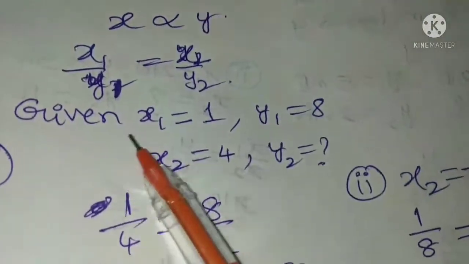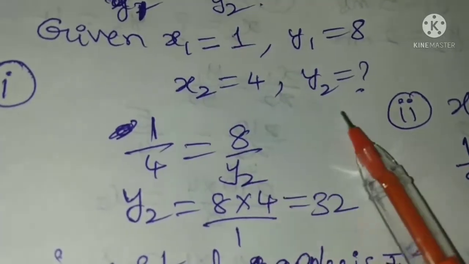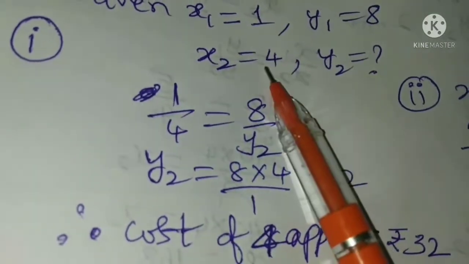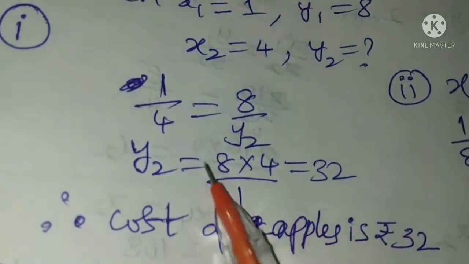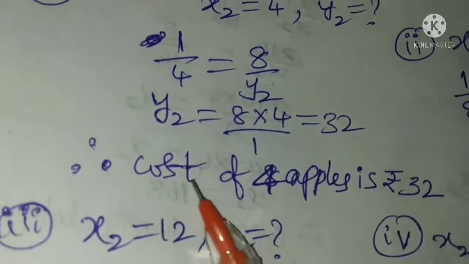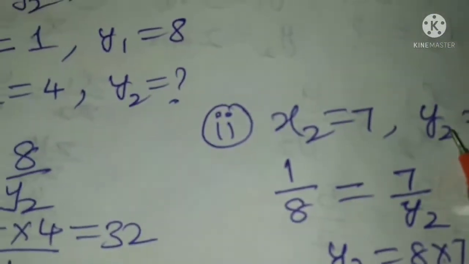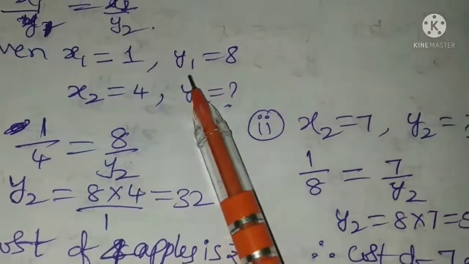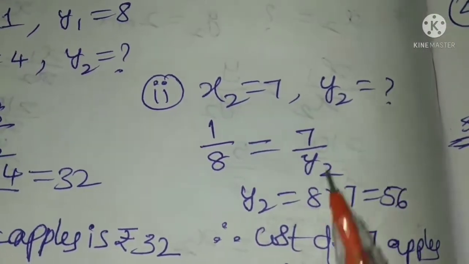Anything is correct. Given x1 is 1, y1 is 8, means 1 apple costs 8 rupees. Then 4 apples cost how many rupees? So 1 by 4, x1 by x2 is equals to y1 by y2, that is 8 by y2. When we cross multiply here, we get 32 rupees. Therefore cost of 4 apples rupees 32. And here also x2 7, y2 we have to find, and x1 1, y1 8 we know from this. Same, 1 by 8 is equals to 7 by y2. y2 goes here, 8 goes this side, 56 rupees. Cost of 7 apples 56 rupees.